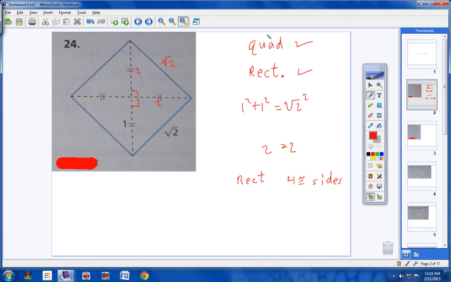I started off by saying I know I have a quadrilateral. Then I said I know I have a rectangle because my diagonals are congruent, because there's 2 marks here and 2 marks here, and then there's 2 marks here and 2 marks here. That means this whole line here is congruent to this whole line here. Only time you have congruent diagonals, you have a rectangle. So I know I have a rectangle. Then next, I say to myself, okay, I've got 4 congruent sides. So what figure is a rectangle with 4 congruent sides? That's a square.